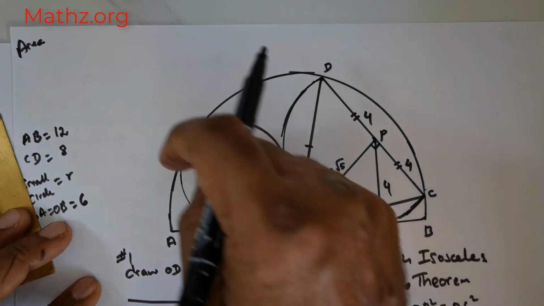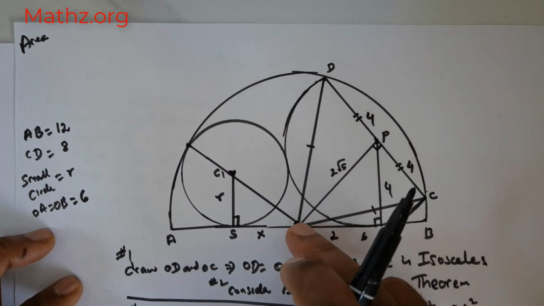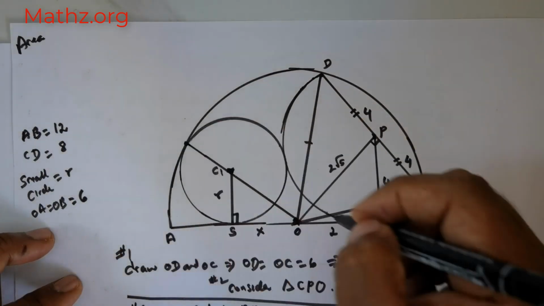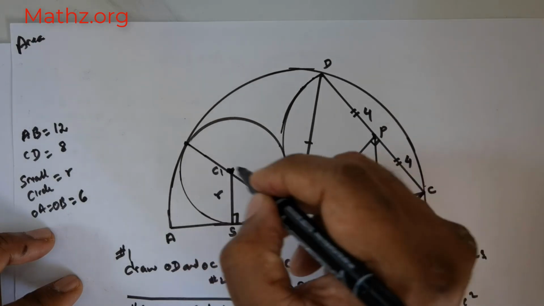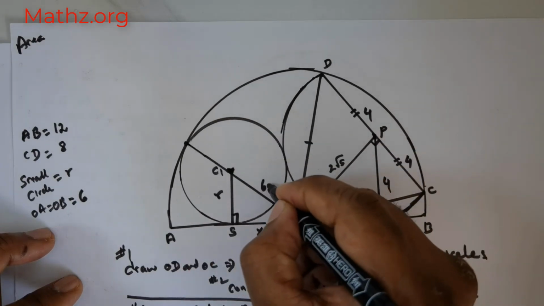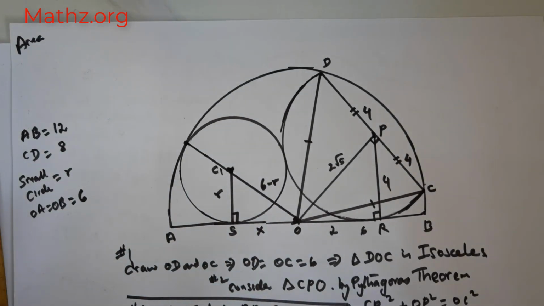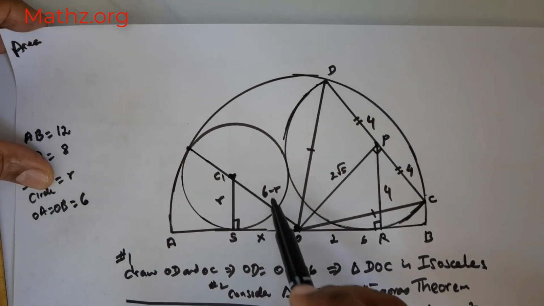Now this total distance is going to be the radius of the biggest circle, and that is going to be 6. This entire thing is going to be 6. This distance is r. From 6 I'm going to take away r, so this is going to be 6 minus r. Okay, fair enough. Now I did all these things so that I'm able to express x in terms of r.